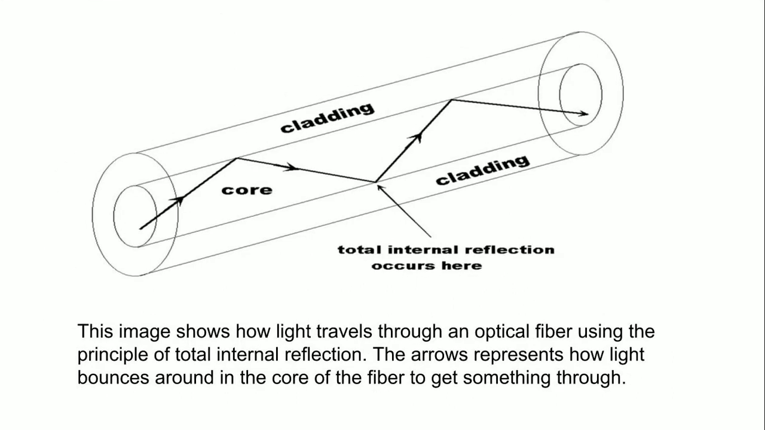This image shows how light travels through an optical fiber using the principle of total internal reflection. The arrows represent how light bounces around in the core of the fiber to get something through.